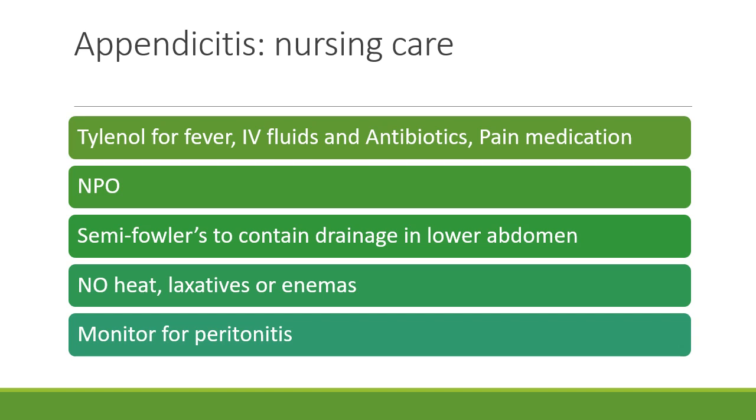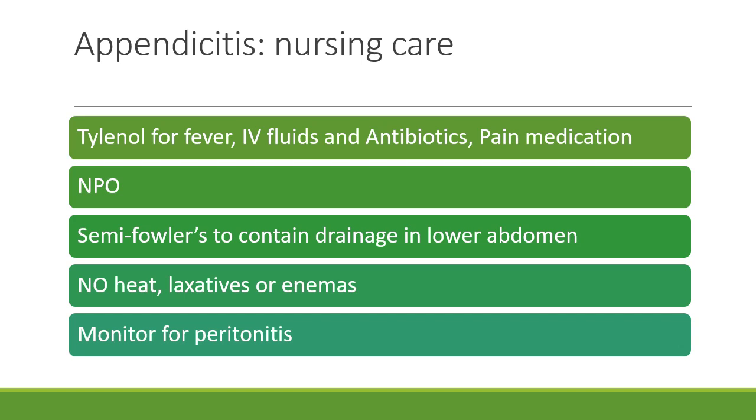All right, so again, periumbilical pain, moving to the right lower quadrant. It's super important to keep these patients NPO because of the risk of needing to go for surgery emergently if they need to. You don't want to put anything in the stomach that could then mess with the anesthesiologist's view of the airway if they vomit. Tylenol for fever. IV fluids and antibiotics and pain medication are all appropriate therapies for managing these patients.